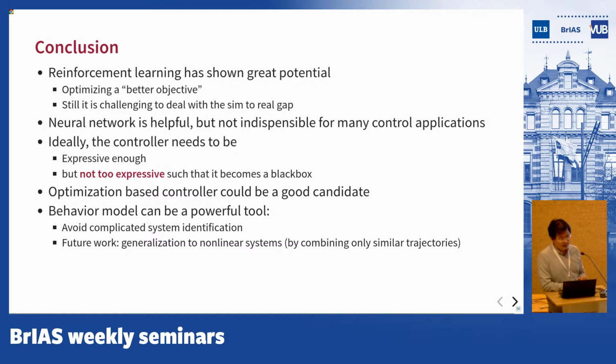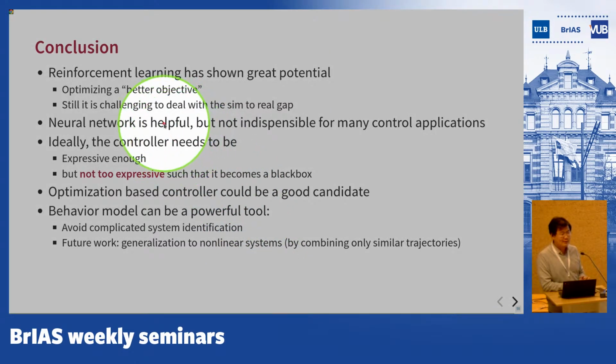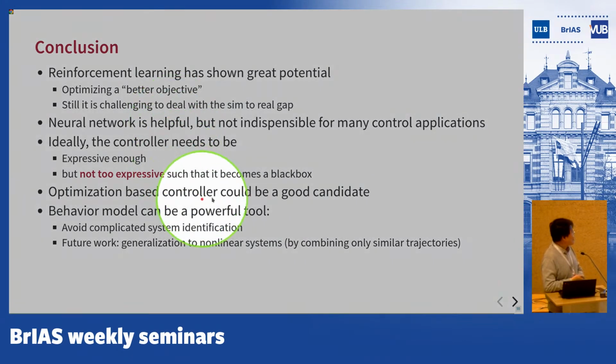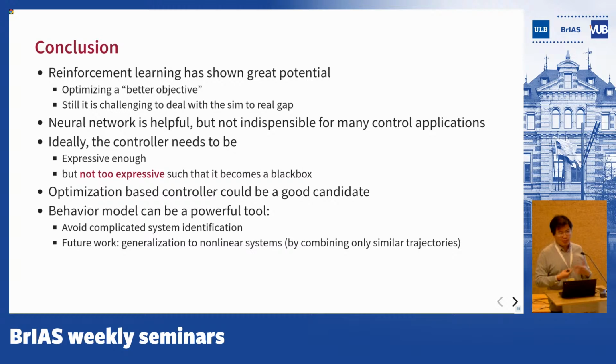But one thing that is probably questionable is whether we should use reinforcement learning to train a neural network. For a lot of applications, that's probably overkill for the task we want to do. Then there is the problem of what needs to be learned, what controller we need to learn, what is the correct architecture. We want something expressive but not too expressive, so there needs to be a sweet spot. And we think an optimization-based controller could be a good candidate. That's what we proposed in the first part of the talk.